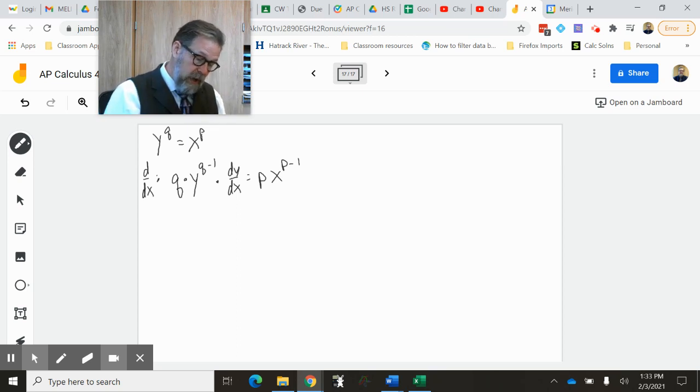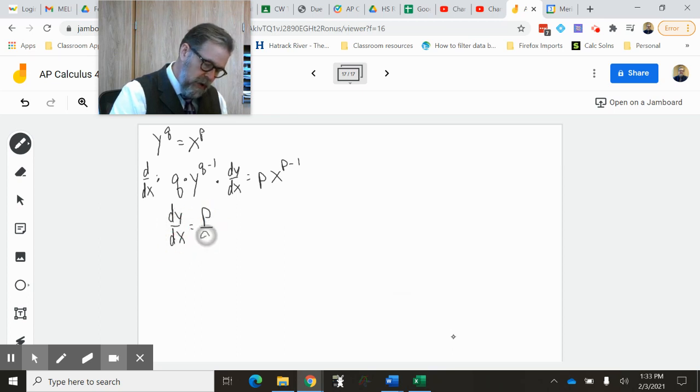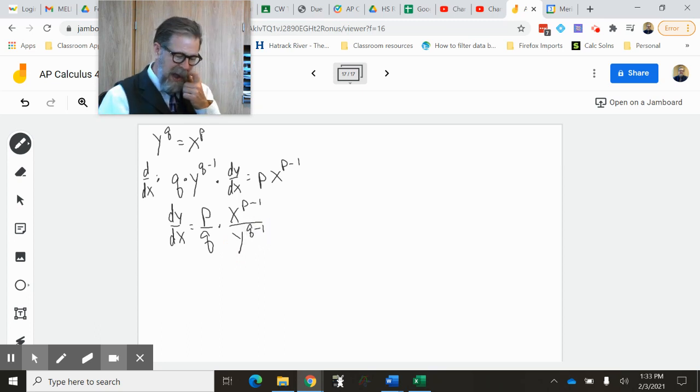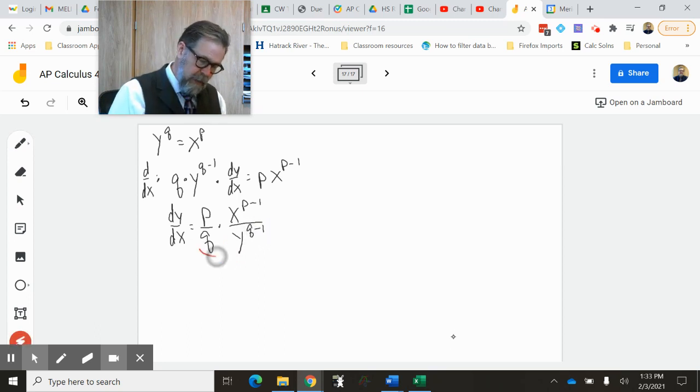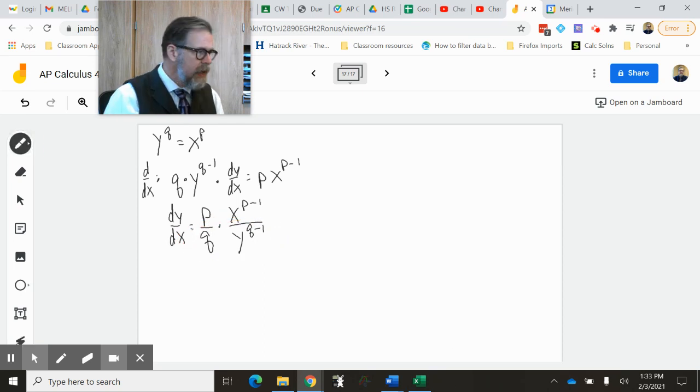So let's see, what are we going to do? Well, first off, I'm going to divide both sides by q, and I'm going to divide both sides by y to the q minus 1. So we now know that the derivative of y with respect to x equals p over q times x to the p minus 1 over y to the q minus 1. Don't be confused by the fact that I separated the fractions. I divided by q and divided by y to the q minus 1. So what do we got next? Well, what do we know about y to the q minus 1?